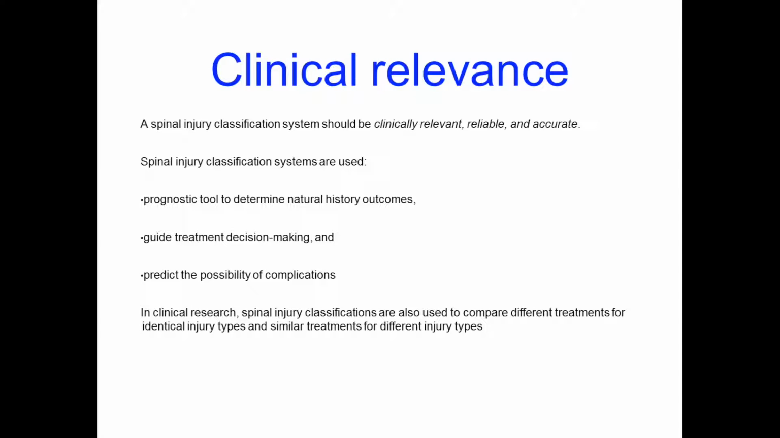So a spine injury classification system has to be clinically relevant, has to be reliable, and has to be accurate. Clinically, our classification systems are used as prognostic tools to determine the natural history of our outcomes. They're also used to guide treatment and further decision making, and also to predict the possibility of complications. In clinical research, classifications are used to compare different treatments for similar injuries or similar treatments for different injuries.